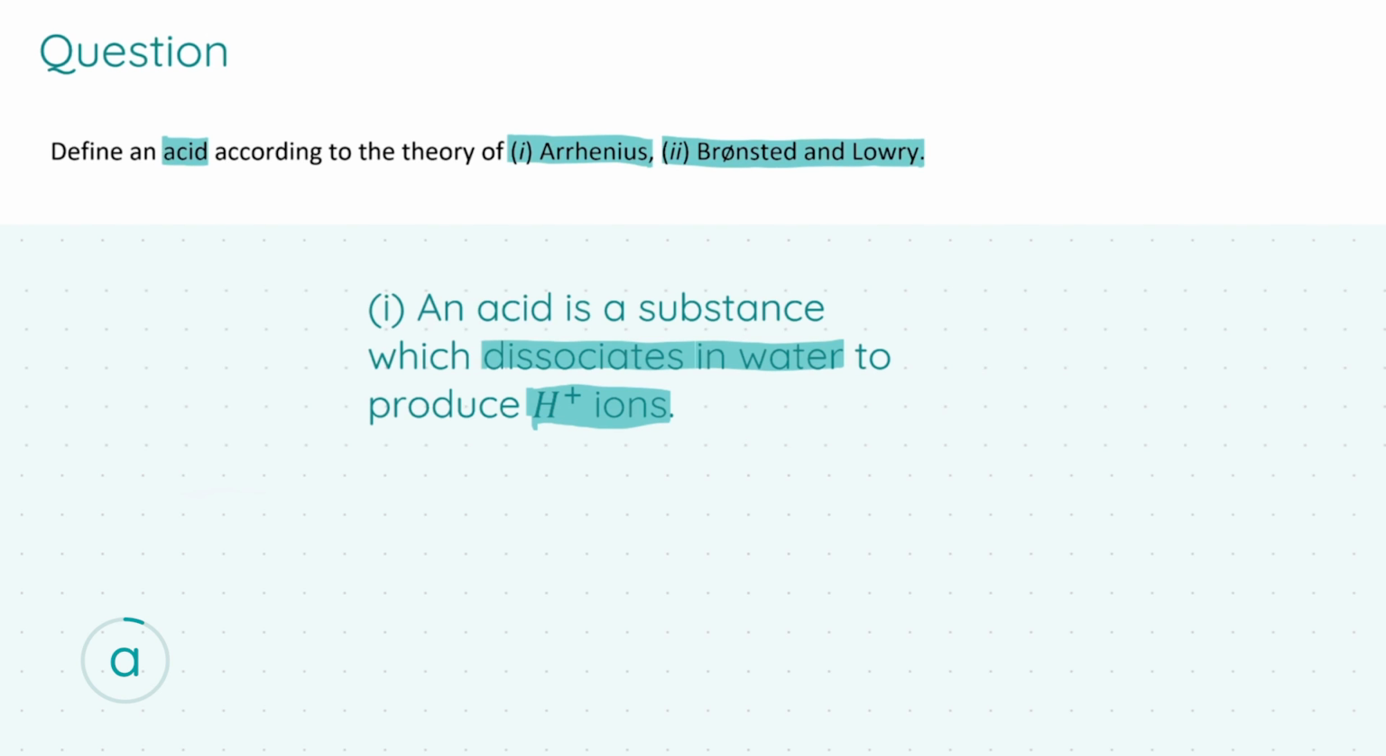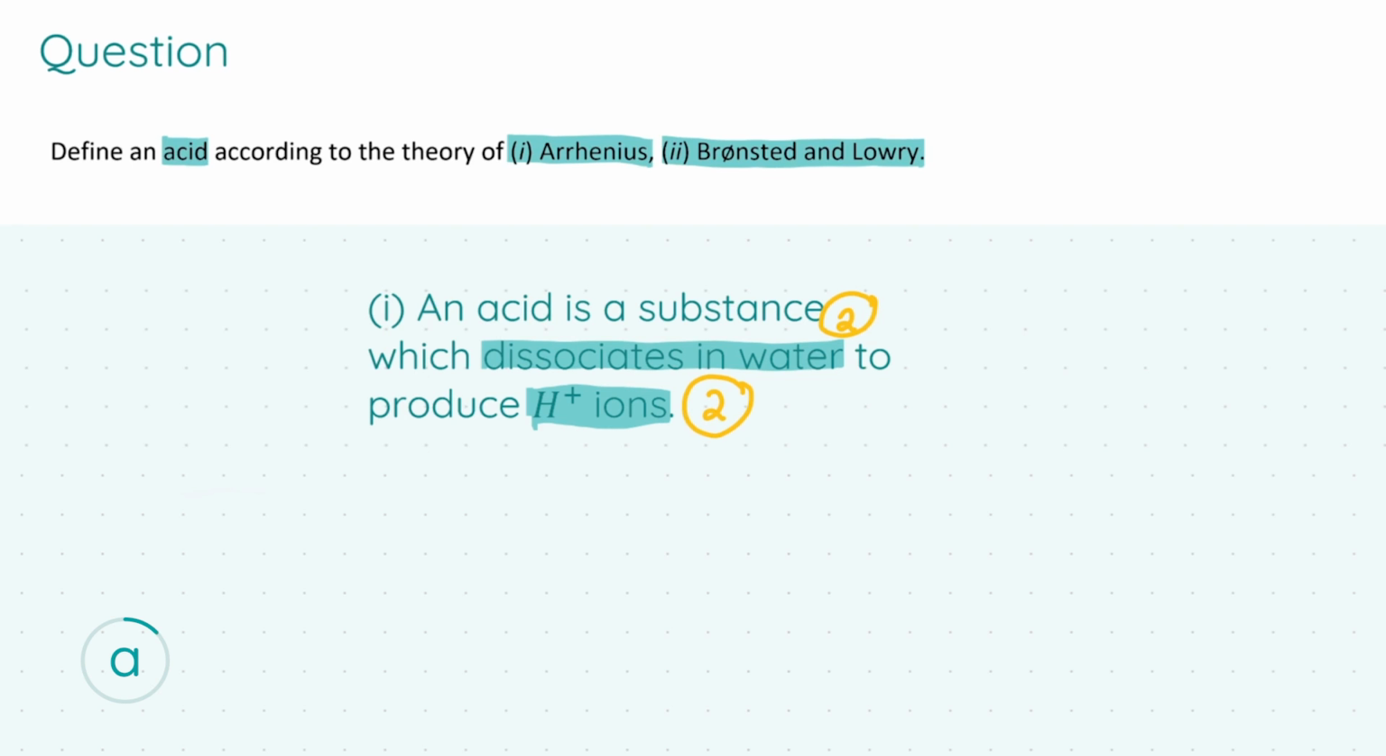So this question will give you 4 marks in total. You'll get 2 marks here for saying that it dissociates in water or suggesting that it dissociates in an aqueous solution. And you'll get your other 2 marks for saying that it produces H plus ions or protons.